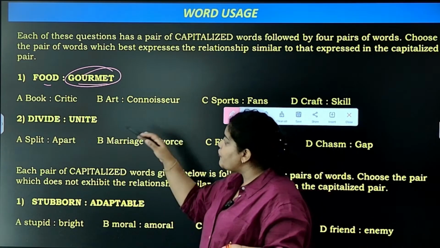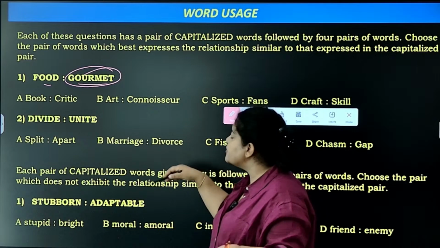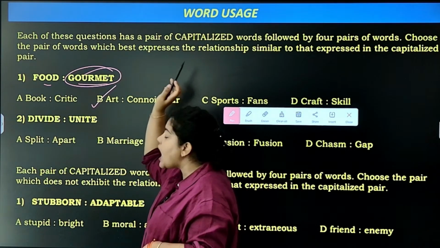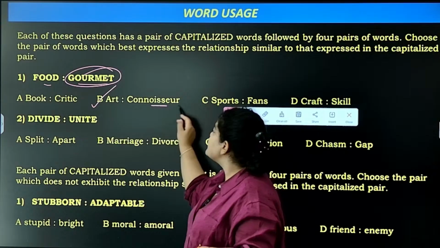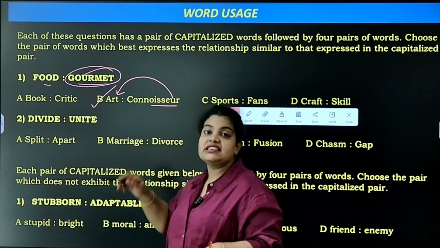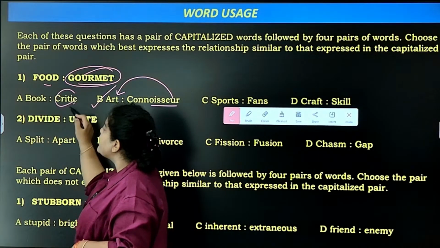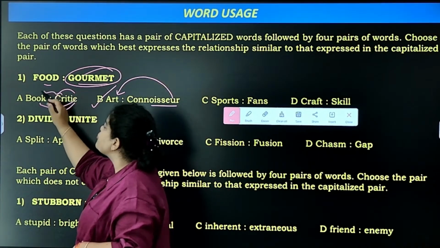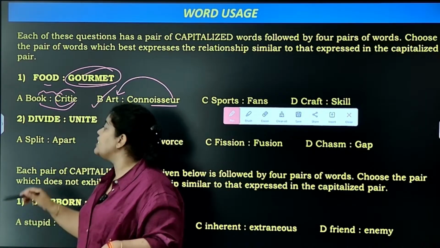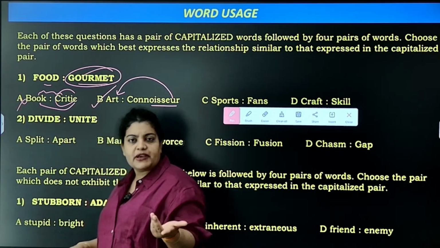So that's the case. So food in a gourmet, gourmet is basically an expert, and the correct answer here is art and connoisseur. Okay, so connoisseur is again a person who has an expertise in art, right? It cannot be book and a critic. Okay, critic is not an expert in a book. He just reviews the book, maybe or may not. He or she may or may not be an expert here.